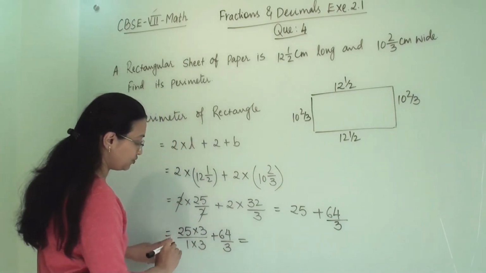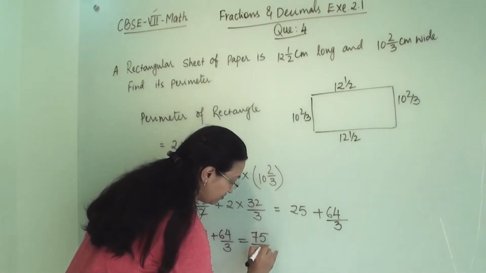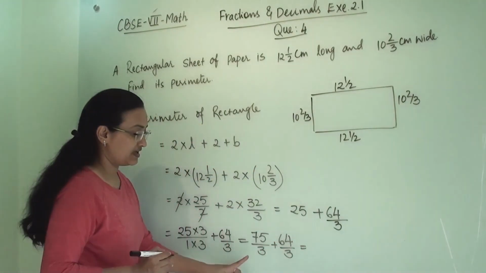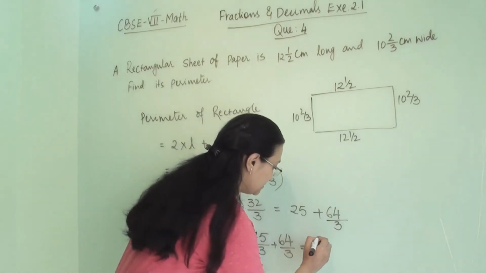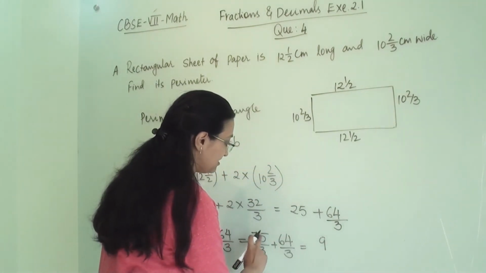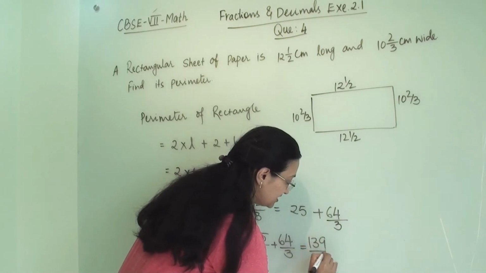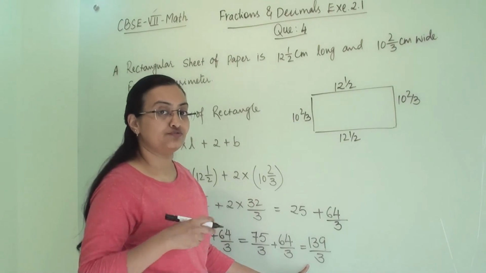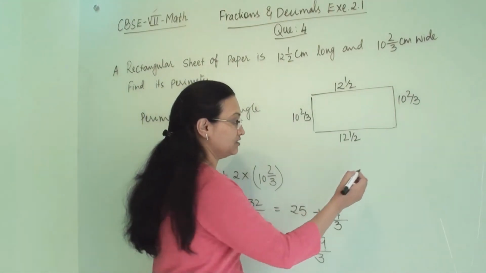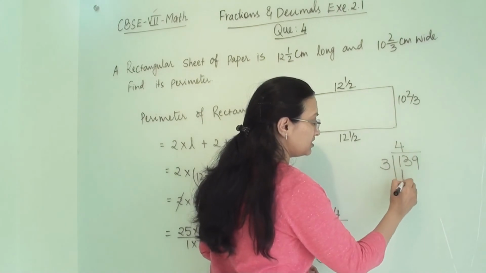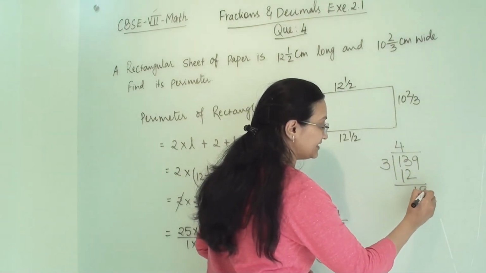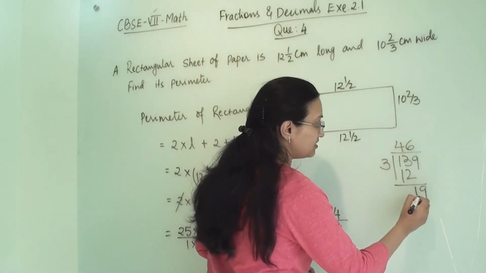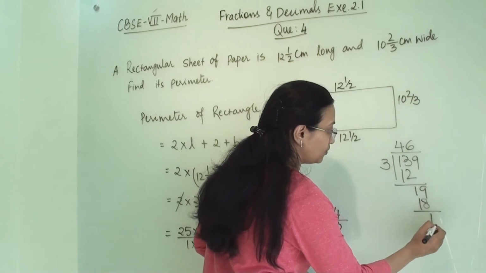So let us write what we will get here. 75 by 3 plus 64 by 3. Now let us add them as they are like fractions. So we will get here 9 and 7 plus 6 we will get 13. So 139 divided by 3. Now this is an improper fraction. So we have to convert this into a mixed fraction. So 3 4s are 12, we will get 1 and then 9. Now 19 is there. So 3 6s are 18 and we will get here 1.